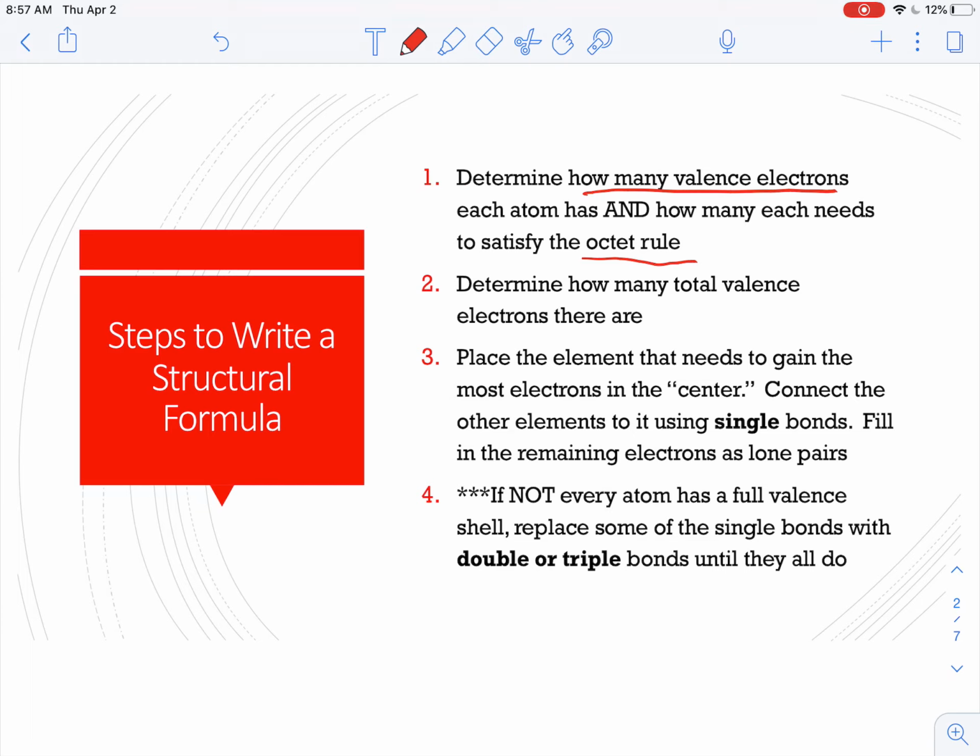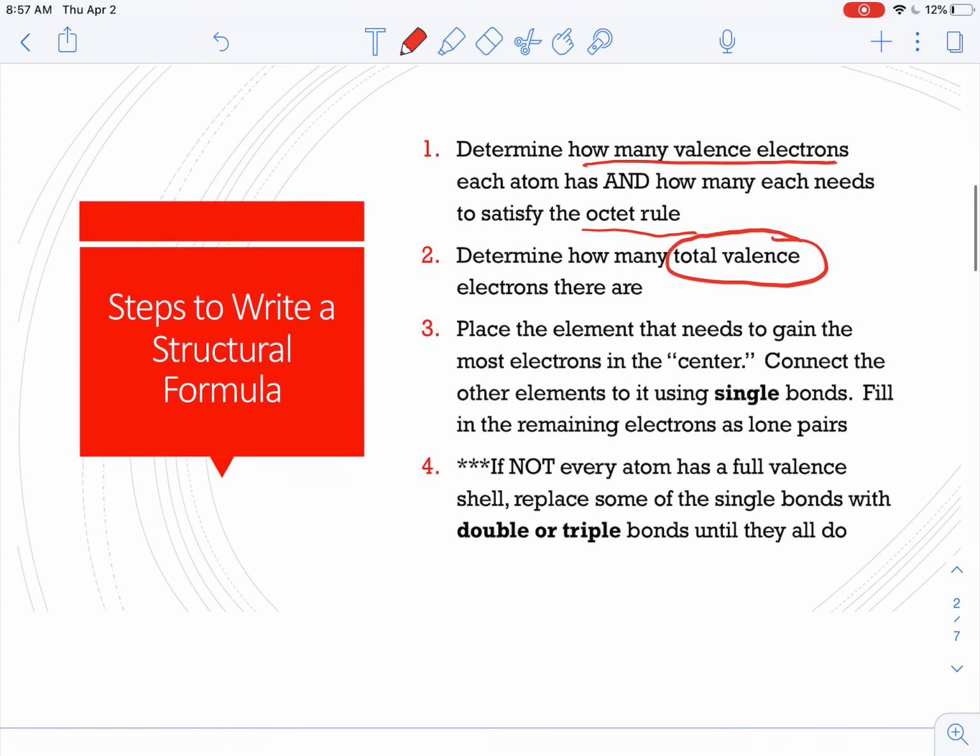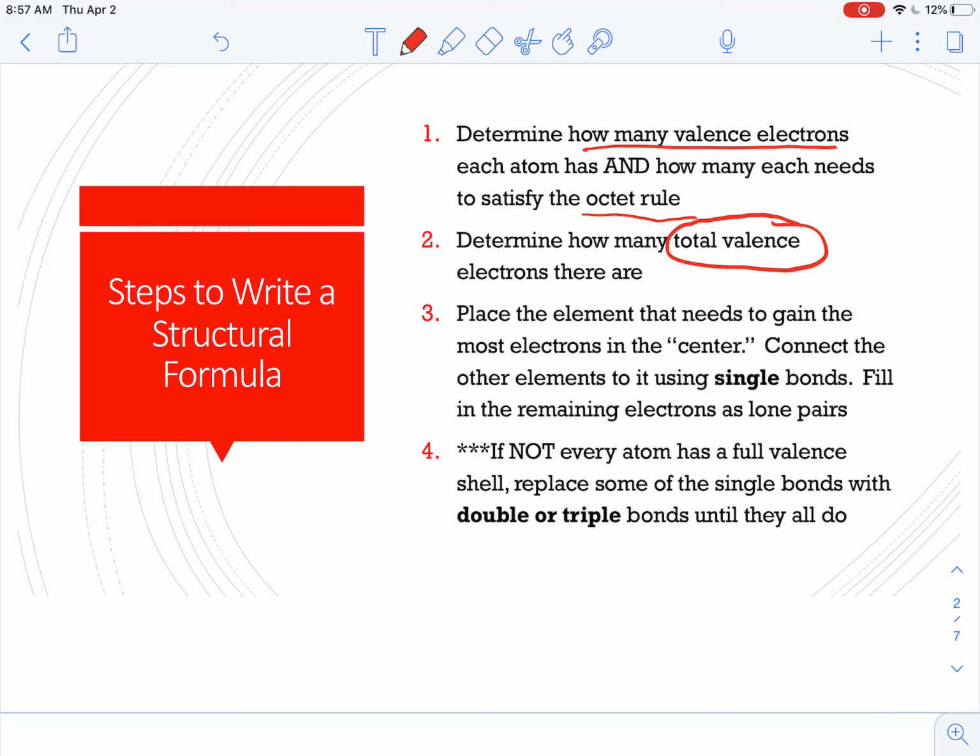Once we know the number of valence electrons for each individual atom, we want to then focus on how many total valence electrons we have. To begin our structural formula, the easiest way to do it is to take whichever atom needs the most electrons in order to get to the octet rule. We're going to want to put that in the center. From there, we take all the remaining elements and connect them to that central atom using single bonds. However many electrons we have left, we're going to fill in as our lone pairs.